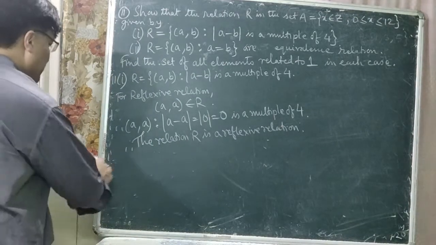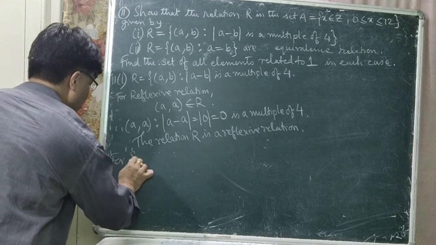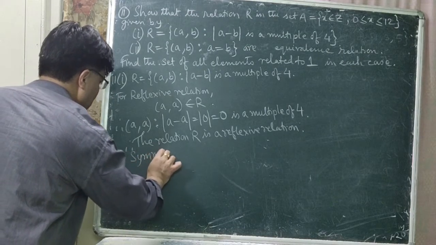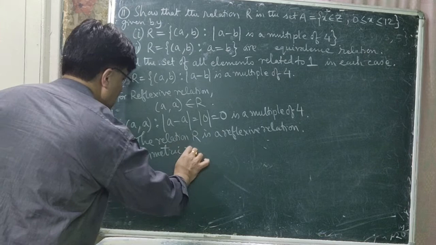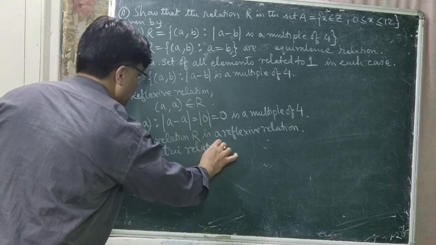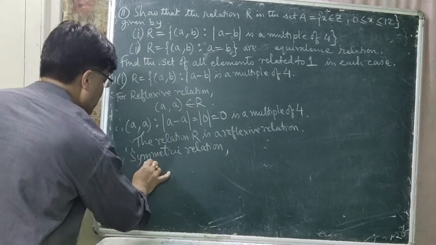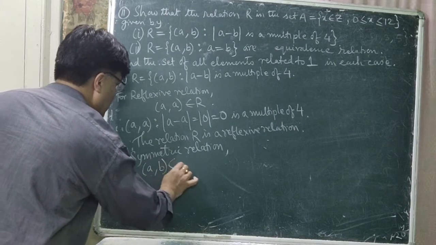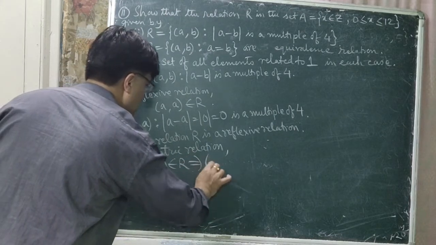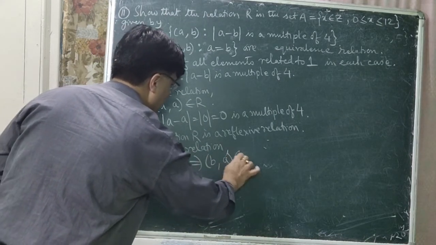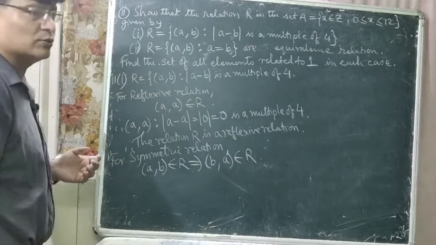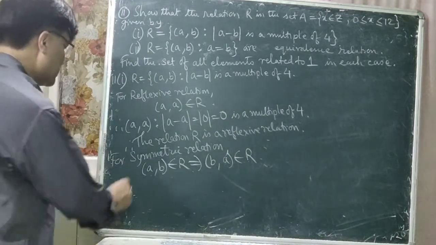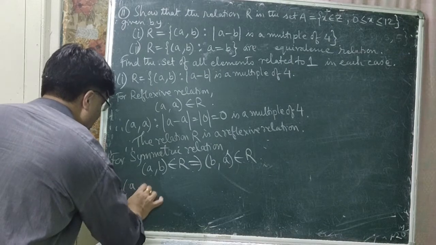अब लेख्छौं हामी for symmetric relation. What can we write for symmetric relation? If A comma B belongs to the relation R implies that B comma A belongs to the relation R. That is, therefore A comma B.